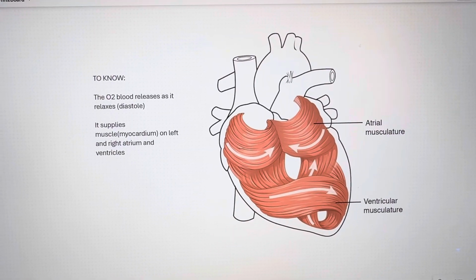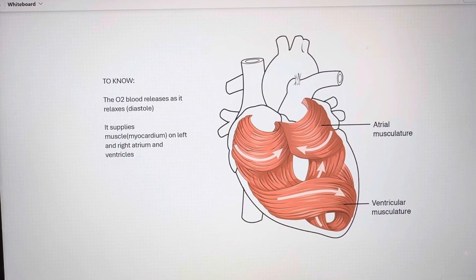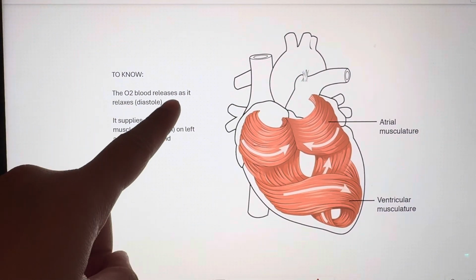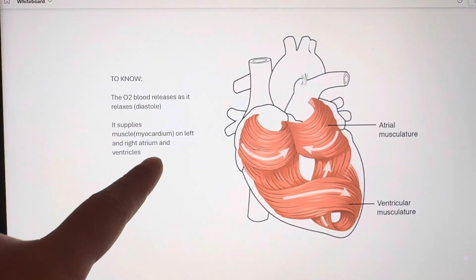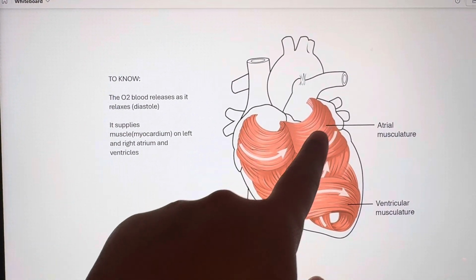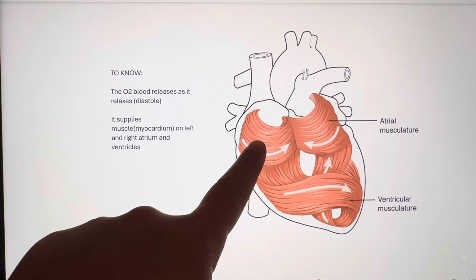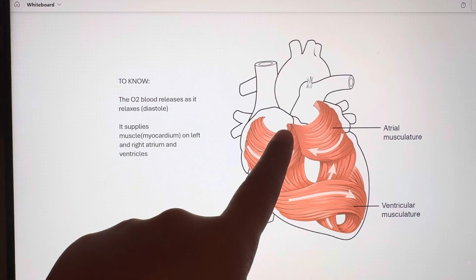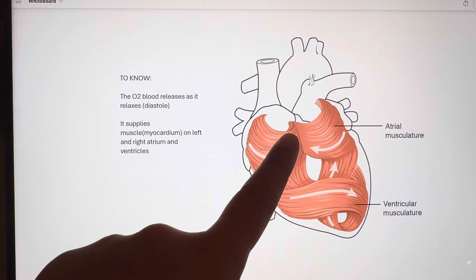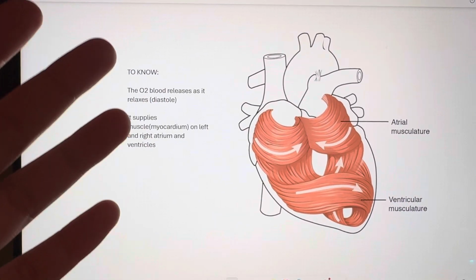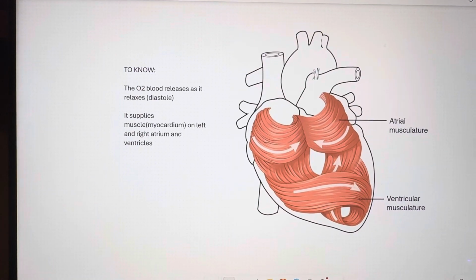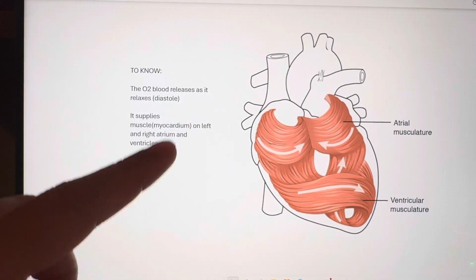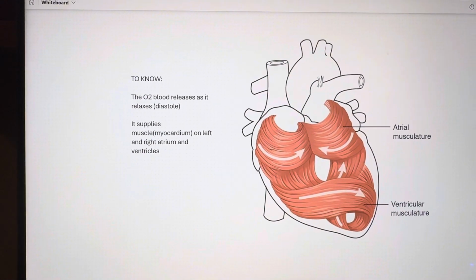Things to know. What are those red arteries? Those red arteries are the O2 blood that releases off to the muscles, which are called the myocardiums, on the left and right atrium and ventricles. And how does it release the blood? It releases the blood as the heart relaxes. That is the process called diastole.